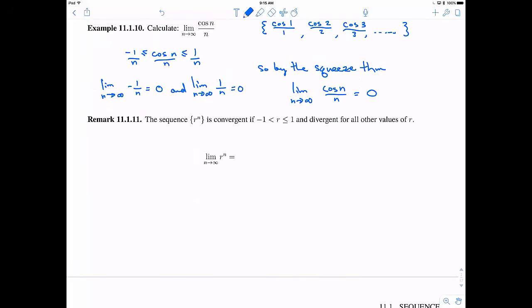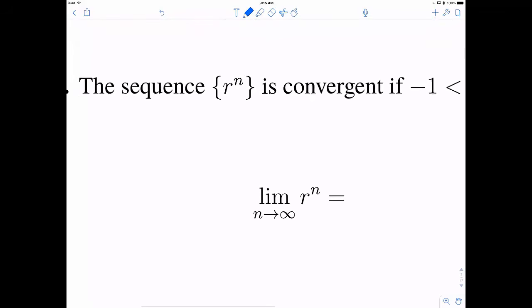All right, now let's look at one last remark here. So we have the sequence r to the n power is convergent if r is between -1 and 1, we can include 1, and divergent for all other values of r. So let's just write out this r to the n power, right? This would be the sequence r to the first, r squared, r to the third, r to the fourth, r to the fifth, and so on and so forth, forever and ever.